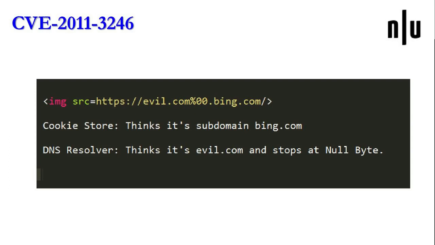So, as the browser tries to parse this, the cookie store thinks that it's a subdomain of bing.com. So it thinks that the origin is bing.com, right? But since the DNS resolver comes from C++ code, it thinks it's evil.com as it stops at the null byte. So basically, what you can do is load the target website into an image and simply append it with a null byte. And it would be considered a same-origin policy bypass, simply because evil.com is now able to access and retrieve contents from bing.com, another origin.